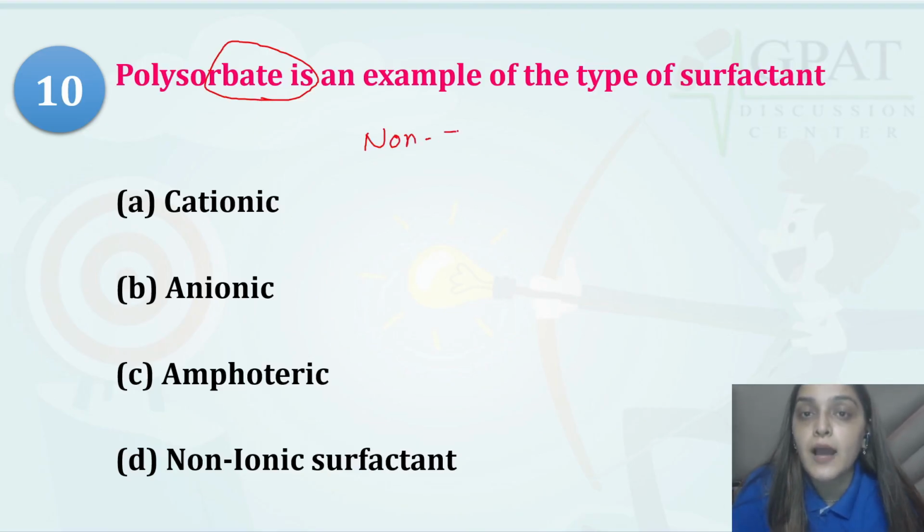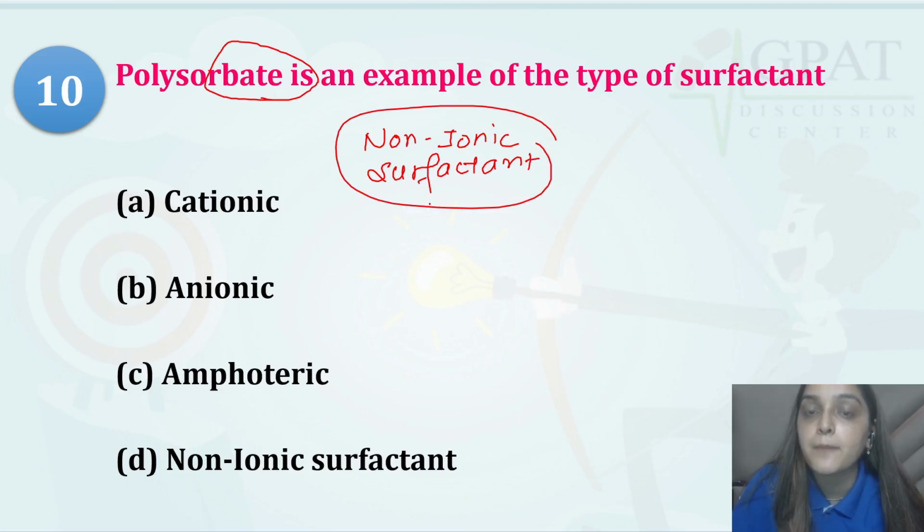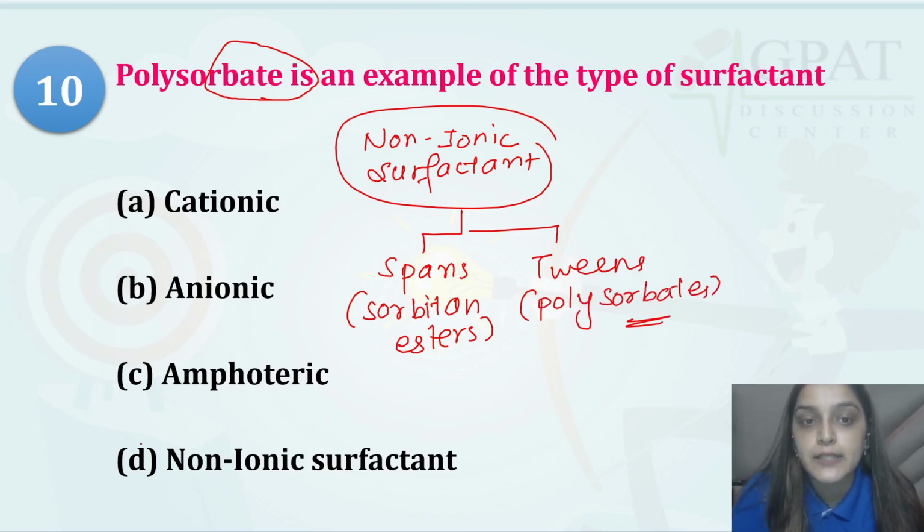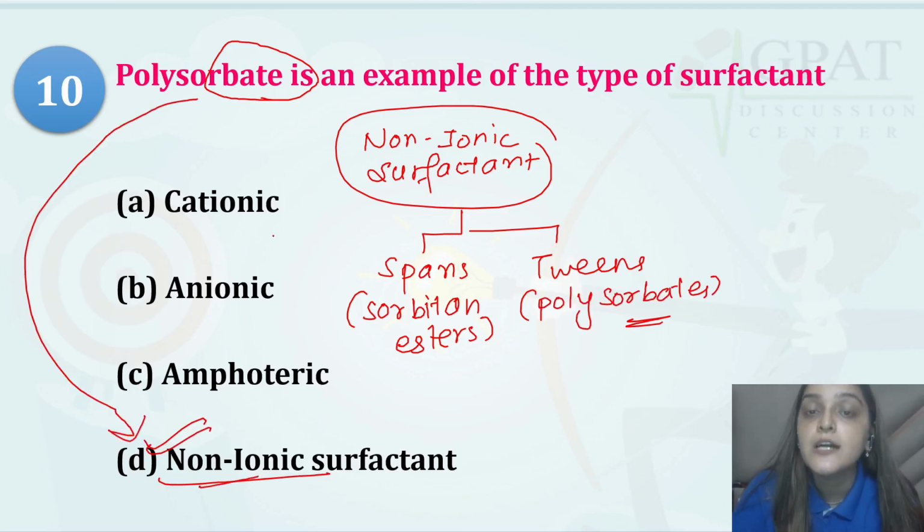You must understand this classification first. Among the non-ionic surfactants, the mainly important ones are Spans and Tweens. The Spans are actually the sorbitan esters, while the Tweens are the polysorbates. So don't get confused. These are none other than non-ionic surfactants.